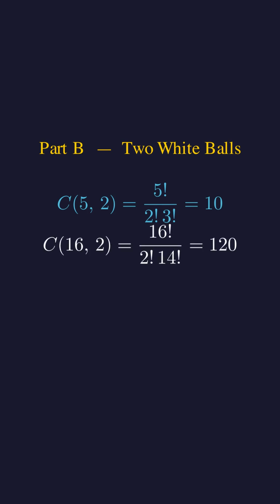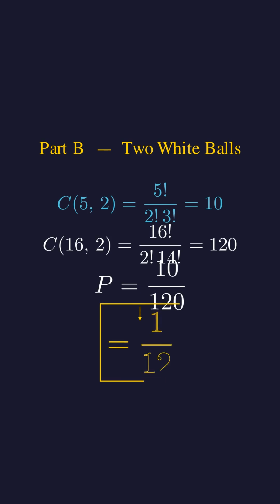Part B. 2 white balls. Choose 2 from 5 white. C of 5, 2 equals 10. Total ways to pick any 2 from 16. C of 16, 2 equals 120. So probability is 10 over 120, which simplifies to 1 over 12.